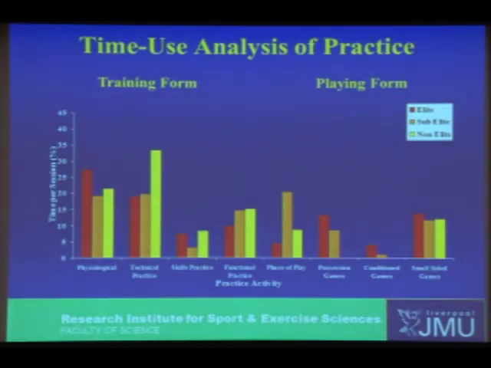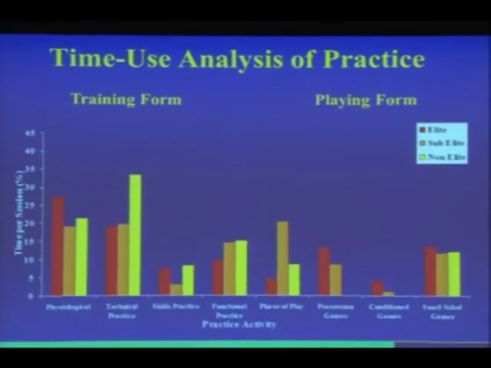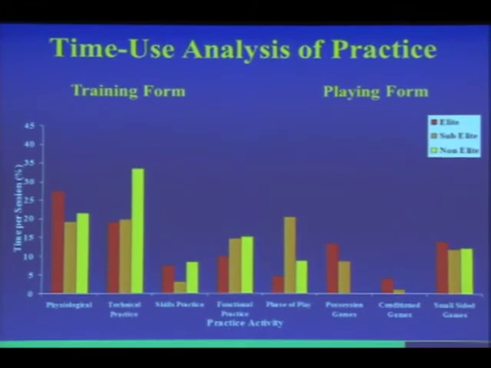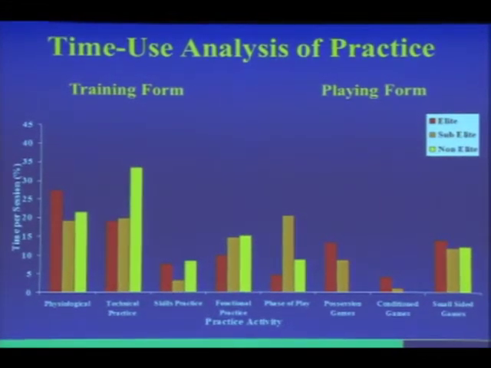So what we have here on the vertical axis is the proportion of time across the training session, each session roughly lasting 80 minutes, that the coaches spent having their players engaged in physiological work without the ball. Technical training is technical skills practice with no opponent. Skills practice is isolated skills work but with an opponent. These three blocks of activities we term training form activities.